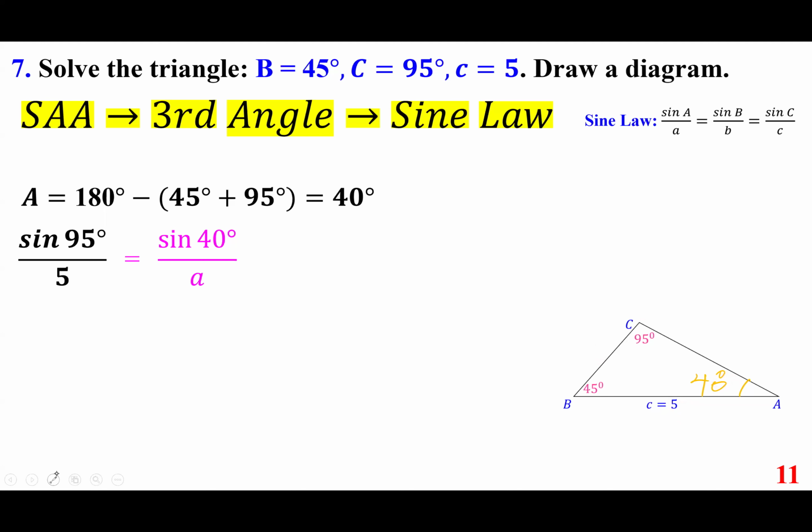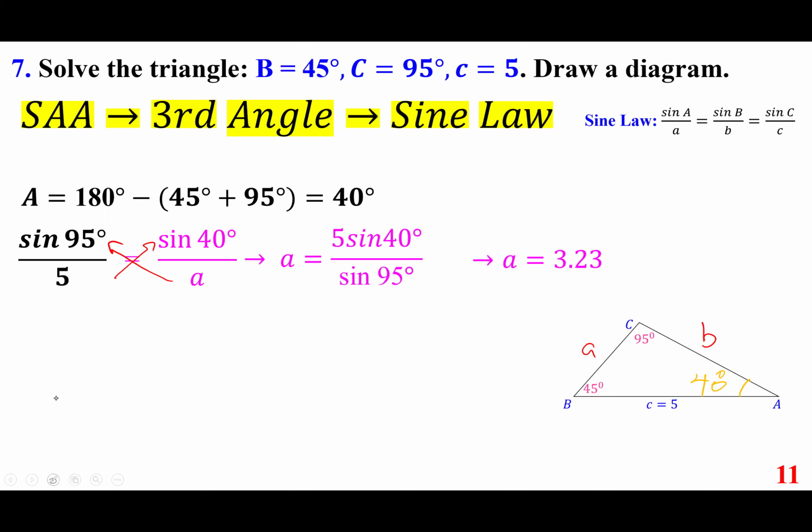So just so we know, this is A. This is lowercase b. And cross product results in a being 5 sine 40 over sine of 95. Calculator will result in 3.23. And we're done with this part.